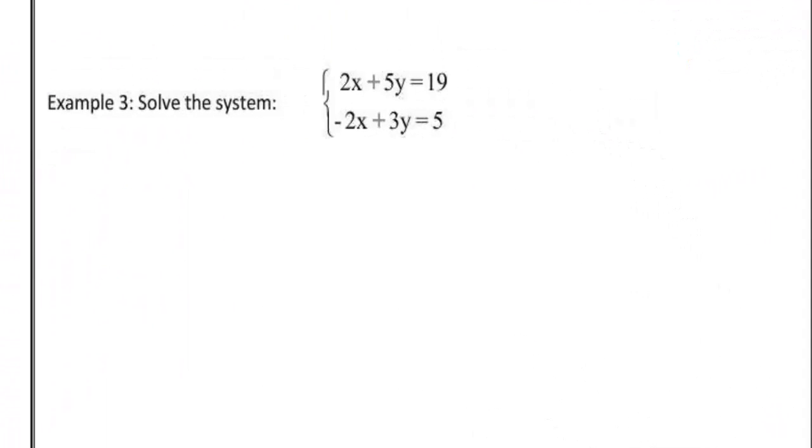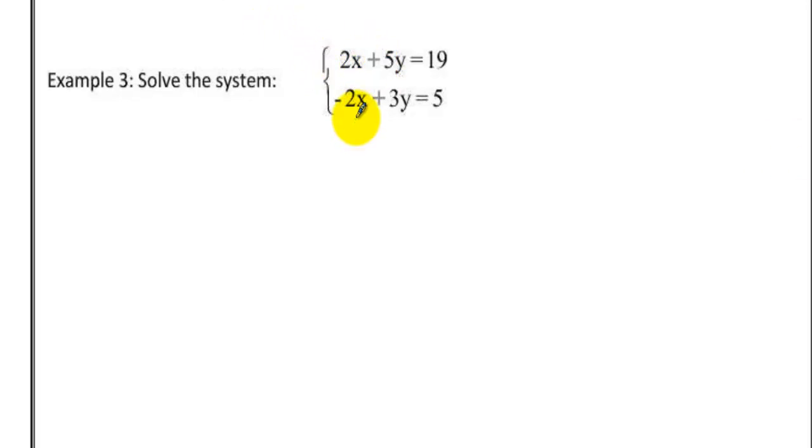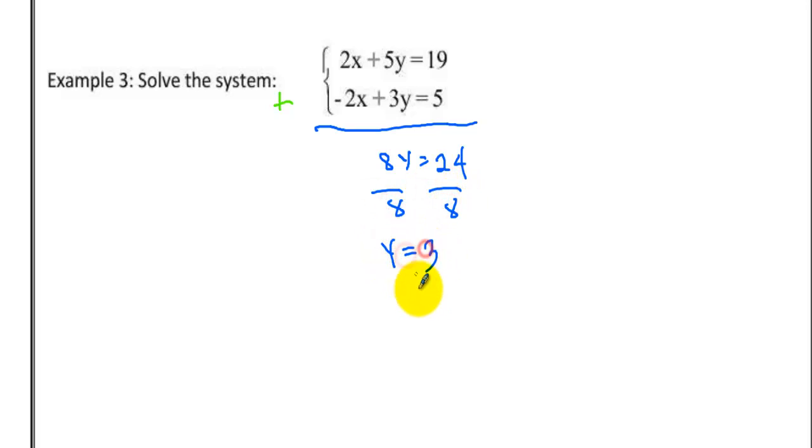Our example number 3. For this system, you can see that we have opposite terms in terms of our x variable. So in this case, we are going to add the two equations. When you add the two equations, the x variable will be eliminated. So let's do that. 2x plus negative 2x is 0. 5y plus 3y is equal to 8y. 19 plus 5 is actually equal to 24. Divide by 8, y is equal to 3.